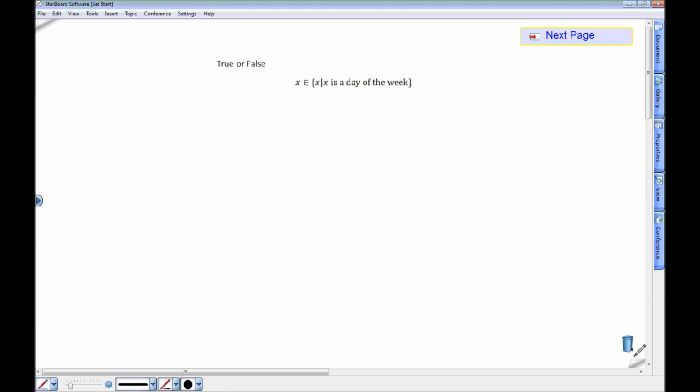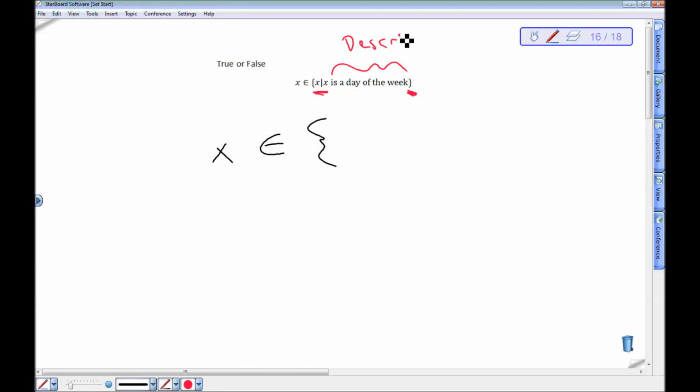Okay, let's look at this one. X is a member of the set of all X such that X is a day of the week. Now, I see X in there and I may think, oh, well, X must be a member of that set. But remember, all of these pieces on the outside are just window dressing around the description of this set. The only things that belong in this set are things that I can put into that description where X used to be and have be true.